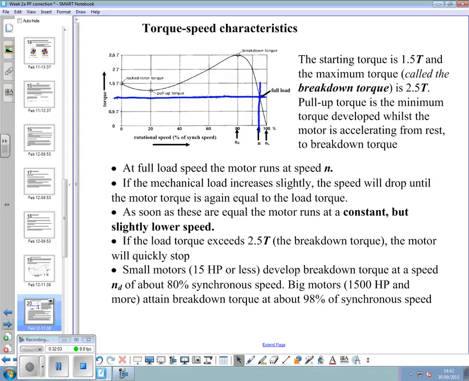Small motors, 15 horsepower or less, develop breakdown torque at a speed ND of about 80% of synchronous speed. Big motors, 1500 horsepower or more, attain breakdown torque at about 98% of synchronous speed. 1500 horse is a hefty motor. It's a big motor, that is. So this gives you an idea of the sort of level we're studying the characteristics of a particular type of motor.